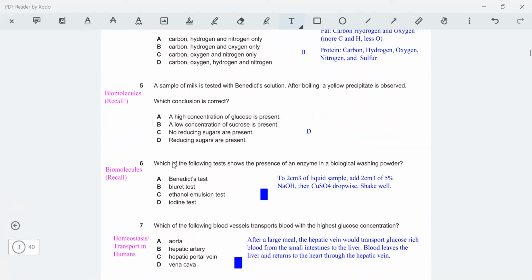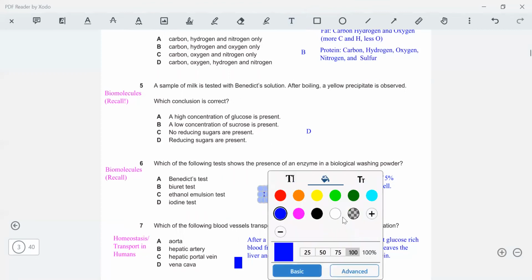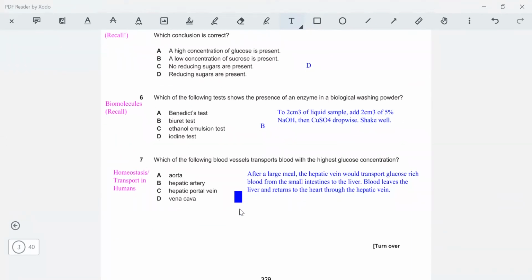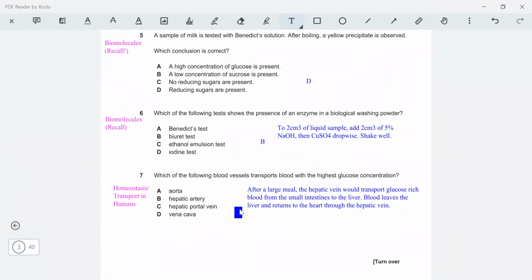Question 6. Which of the following tests shows the presence of an enzyme in a biological washing powder? So if you don't really know what washing powder is, just remember your biological tests, and remember that in the Biuret test, to 2 cm cube of liquid sample, add this and shake well. So if you remember that, you'll be able to kind of infer that the answer is B, if it shakes well. The rest will be just stirring and there's no shaking, except for in the Biuret test.